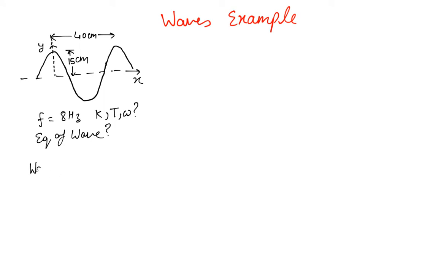So the wave number k is defined as 2 pi divided by lambda. Now we already know lambda, so it's going to be 2 pi divided by 0.4 in SI units, and it will be 5 pi. And what are going to be the units? Well, the units will be meter inverse because lambda has units of meters, so k should have units of meter inverse.